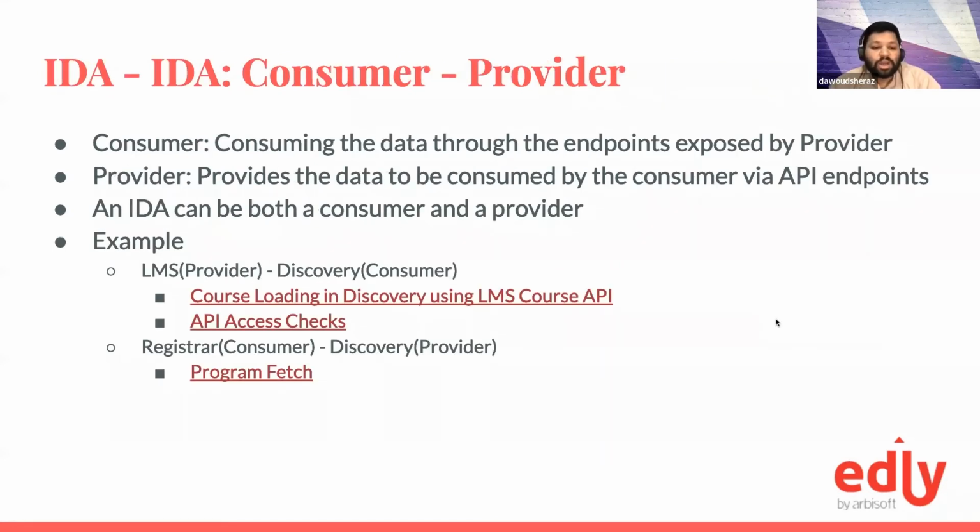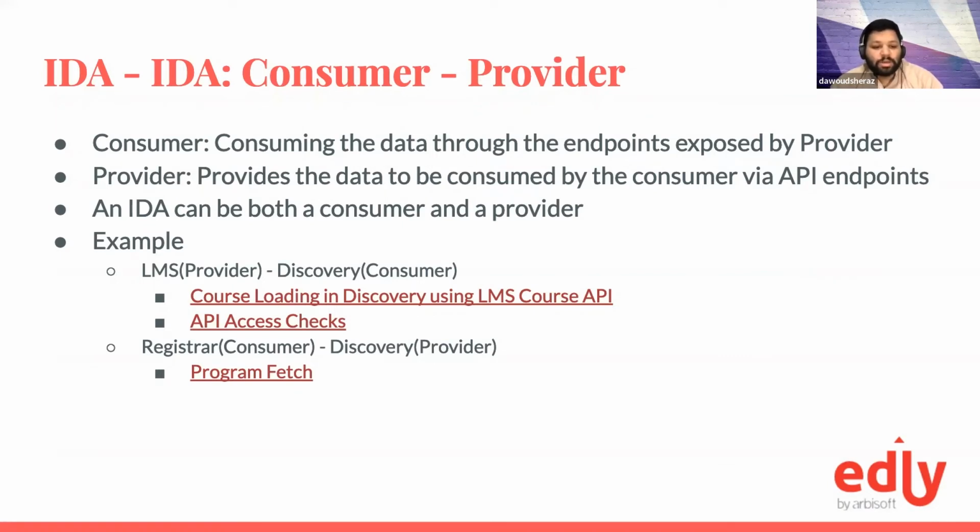So starting off with the IDA to IDA communication linkage, we'll take the perspective of consumer and provider. So one IDA is consumer and the other is provider. The consumer IDA is consuming the data through endpoints that are exposed by the provider, and the provider is the provider of those data via some exposed endpoints. And an IDA can be both a consumer and a provider.